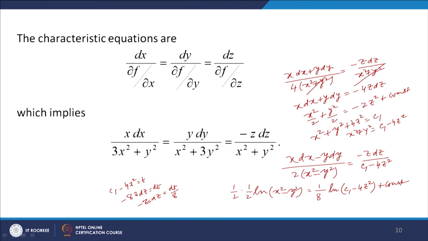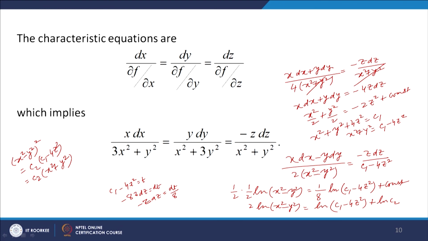Okay, so we can multiply by 8, and that will give you 2 times ln x square minus y square equal to ln C1 minus 4z square plus ln C2, and this gives you x square minus y square whole square equal to C2 times C1 minus 4z square. Now C1 minus 4z square is x square plus y square, so C2 times x square plus y square. Okay, so this is another solution.